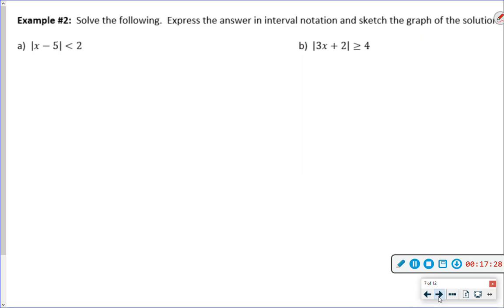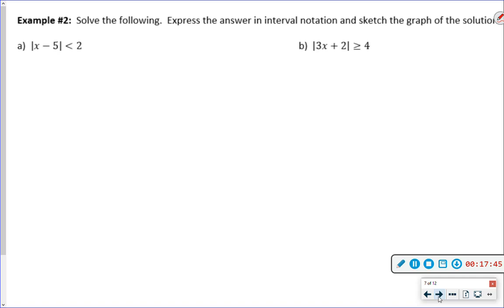Okay, so let's solve these. These are nice. These are easy. So right away I see the less than symbol. I know it's going to be an and. Okay, nothing is exciting about that. Now, absolute value. Let's first talk about why it's an and. How do you get the second answer?